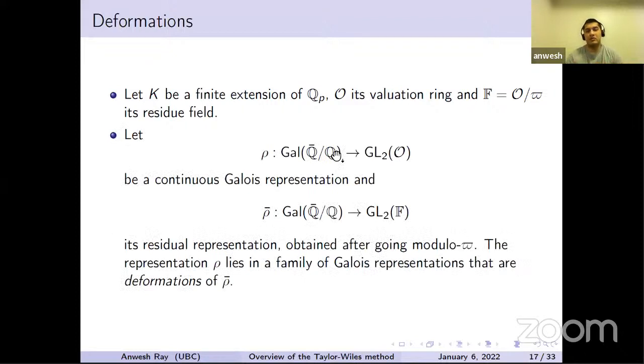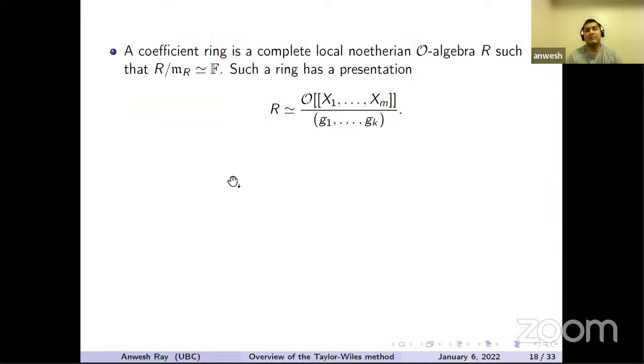Okay, so suppose we have a Galois representation from the absolute Galois group to GL_2(O), and then we have the residual representation rho bar. Now this Galois representation rho, which you might think of as coming from a modular form or maybe from an elliptic curve, lies in a family of Galois representations which are deformations of rho bar. I'm going to come to the notion of deformation of rho bar in a second. The point is that a deformation takes values in a very large range. So it's not necessarily a ring as small as Q_p or O. It's something a lot bigger in general. The type of rings we're looking at are rings which have a presentation of the following form.